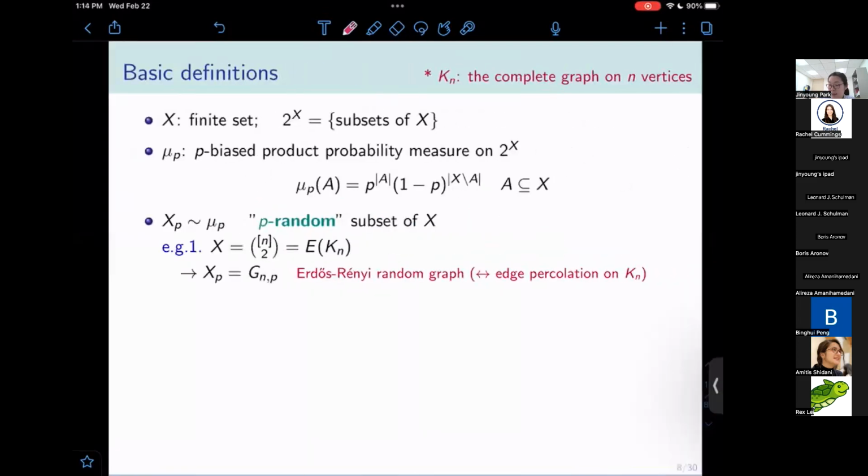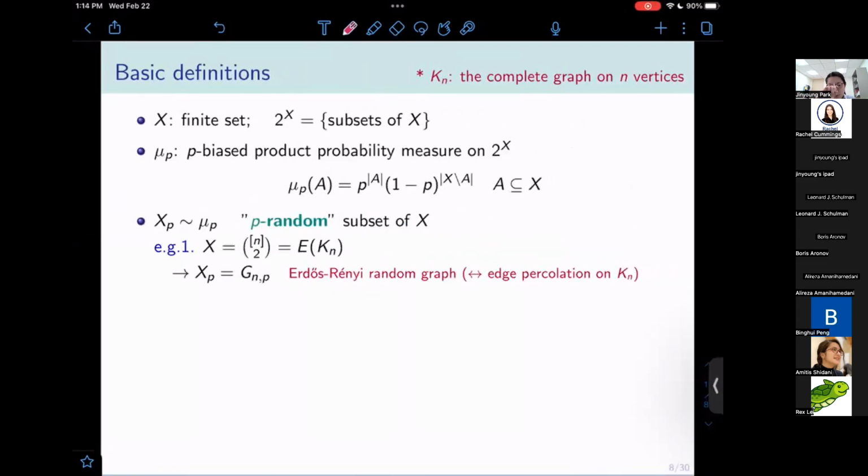Okay, so X_p means that, and as I said, this is a generalization of the random graph theory, and then we can see why. In the first example, let's say that X is n choose 2, which is the collection of edges in the complete graph K_n. Here K_n means the complete graph, which means we have n vertices and all of the edges are present. If we take X to be the collection of edges in K_n, what is X_p? X_p is just G(n,p) because we choose each edge with probability p independently.